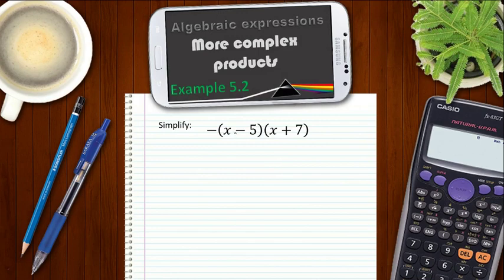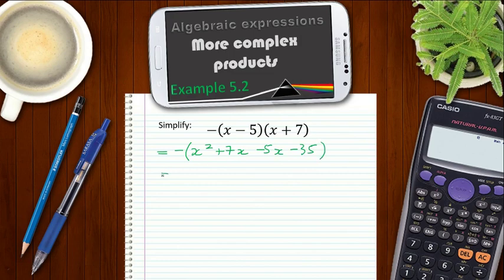Okay, here we have just two binomials, but we have a negative in front of it. So I'm first going to multiply out my two binomials, and then at the end multiply in the minus. So I have to put a minus with a bracket in order to multiply the minus in at the end. So x times x is x squared. x times plus 7 is plus 7x. Minus 5 times x is negative 5x. And then minus 5 times 7 is negative 35.